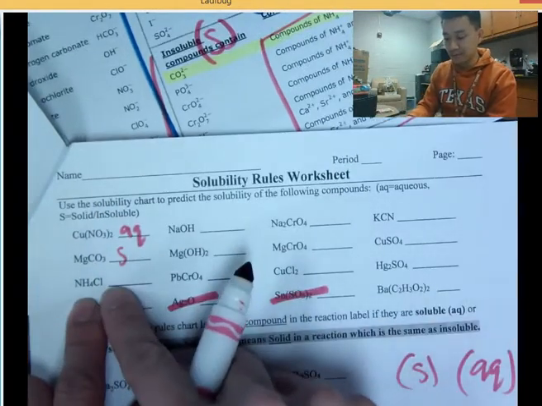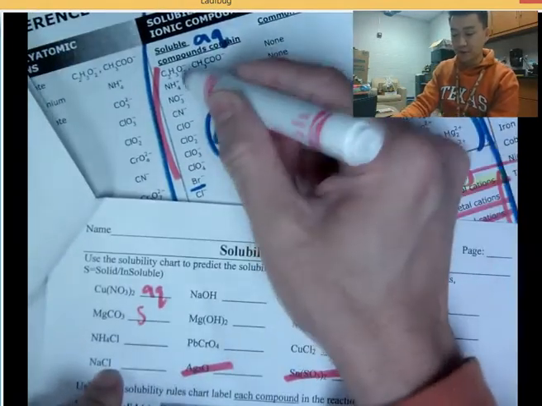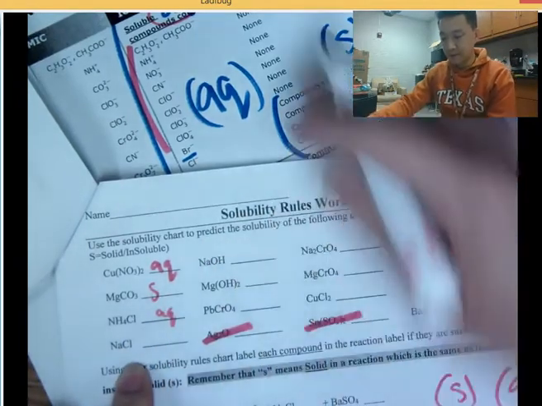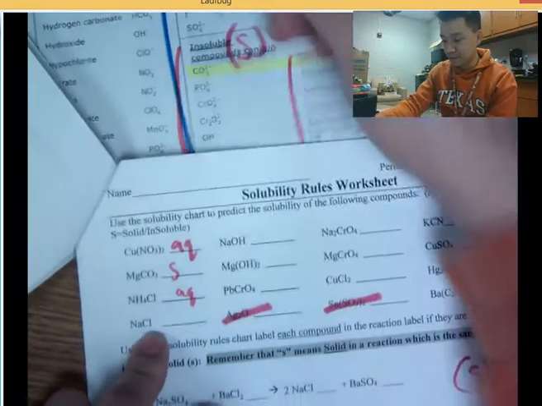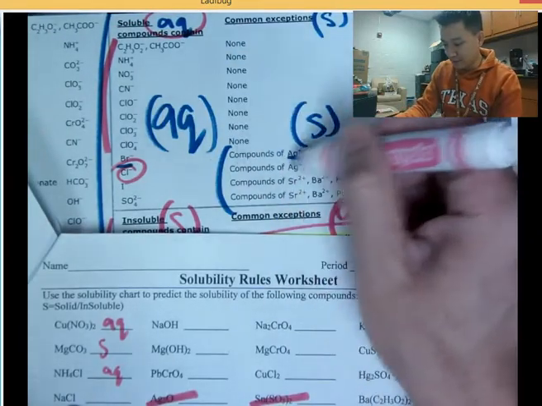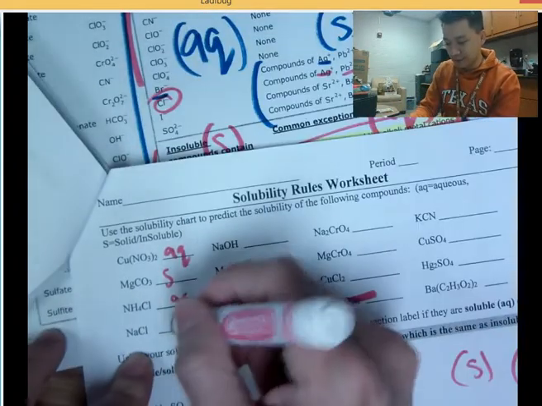NH4Cl. All NH4s are up here. They're all soluble. They're all aqueous. So that's aqueous. NaCl. There's no Na, so look for Cl. Cl here. It's aqueous, right? Except when is it with Ag? Nope, it's with Na. So it's none of these, so it stays aqueous.